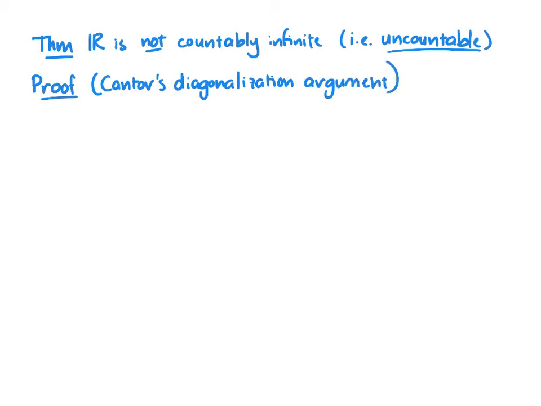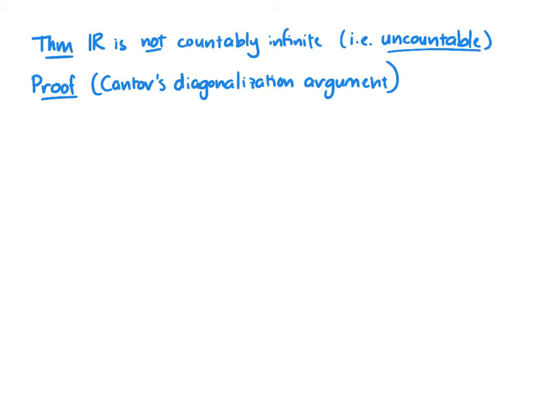It was given by the mathematician Cantor in the late 1800s. So this proof isn't even particularly old. As far as mathematics goes, the late 1800s isn't especially early. But it's a neat argument, and we're going to show that R is infinite but not countable, so uncountable.